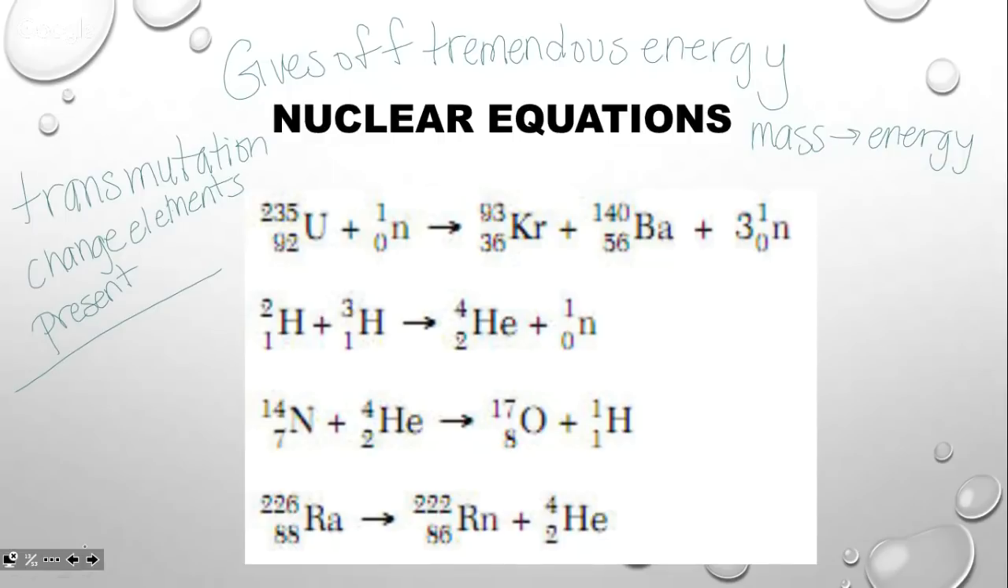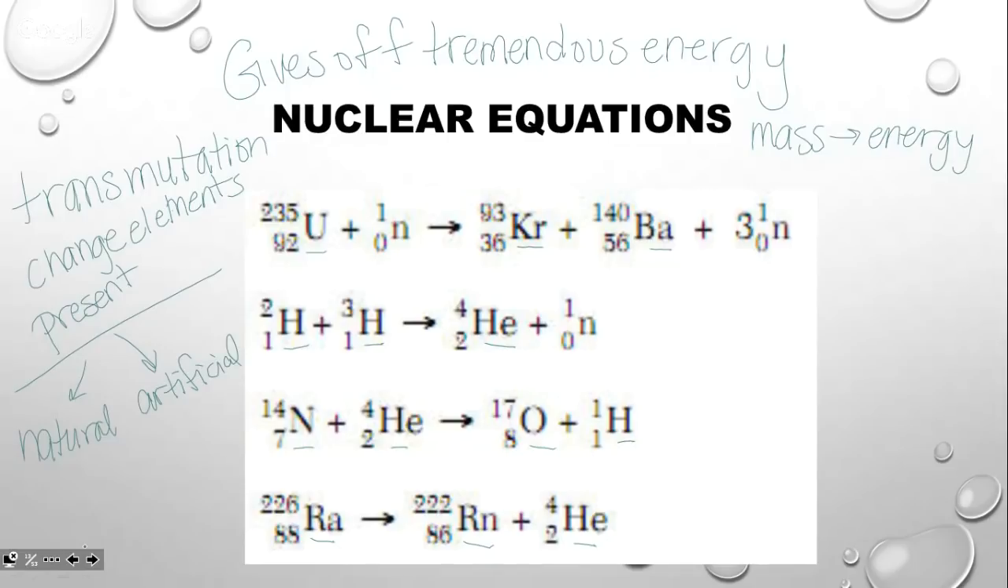So all of the reactions up on the screen right now are transmutation because I have uranium, krypton, barium. Hydrogen here, helium here. Nitrogen and helium, oxygen and hydrogen. Radium, radon, helium. So different symbols on each side of the arrow means that we have transmutation. Now there are two main types of transmutation. We have natural and artificial.